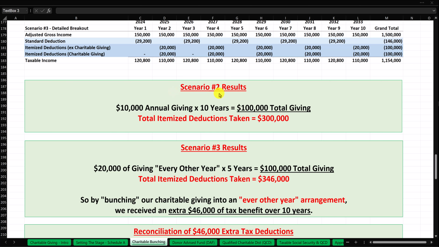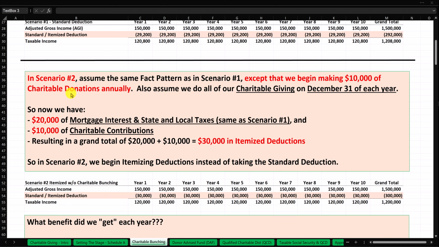The scenario 2 results were as follows. We did $10,000 of annual giving for 10 years, which was $100,000 of total giving. And if you recall, we had total itemized deductions taken of $300,000. Let's go all the way back up here to scenario 2. Here is the $300,000 that we talked about right there.